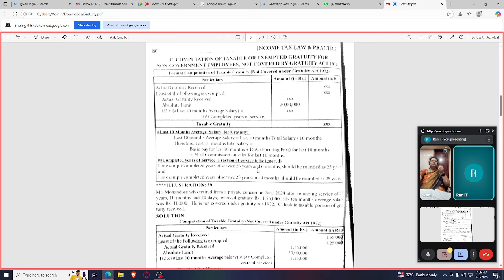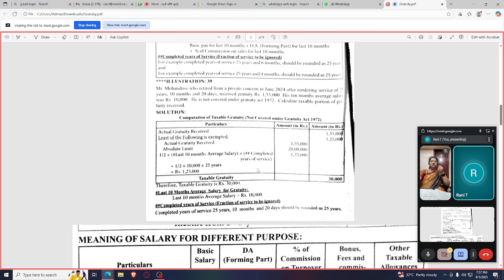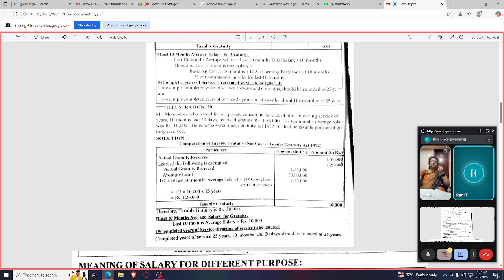In case of non-government employees, calculating exempted gratuity which is not covered by the Gratuity Act 1972. We shall go through one problem, then you will understand. Here Mohan Das, who retired from a private concern in June 2024, after rendering service of 25 years, 10 months and 20 days, received gratuity of 1,55,000. His 10 months average salary was 10,000. He is not covered under the Gratuity Act 1972. Calculate the taxable portion of gratuity received.